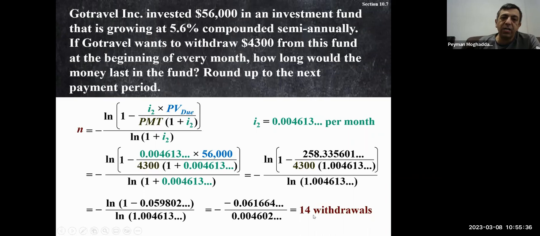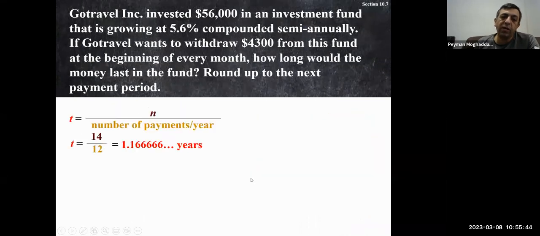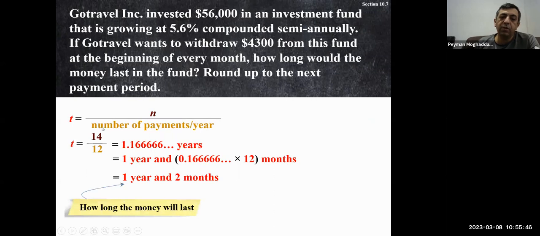14 payments, and you make a payment every month, which means 1 year and 2 months, right? 12 months is 1 year, and 2 more months. Or you can divide 14 by 12, take 1 year plus the residual, multiply the residual by 12 again, and it's going to be 1 year and 2 months. Okay.